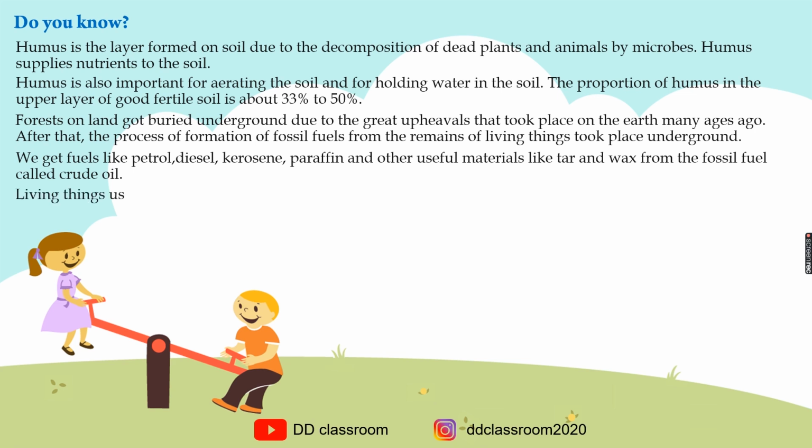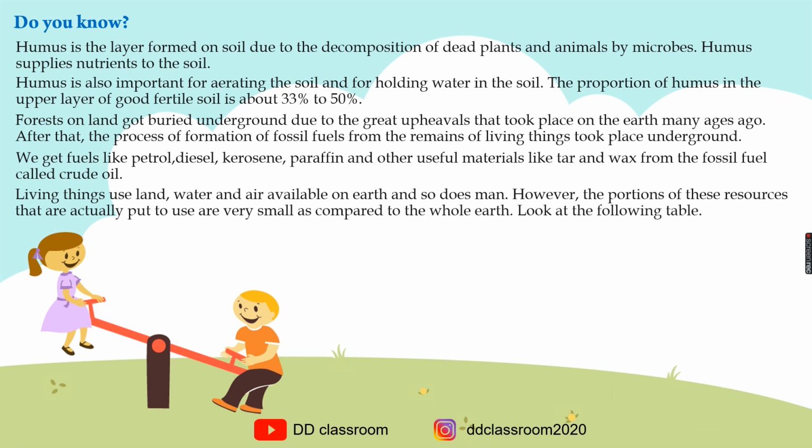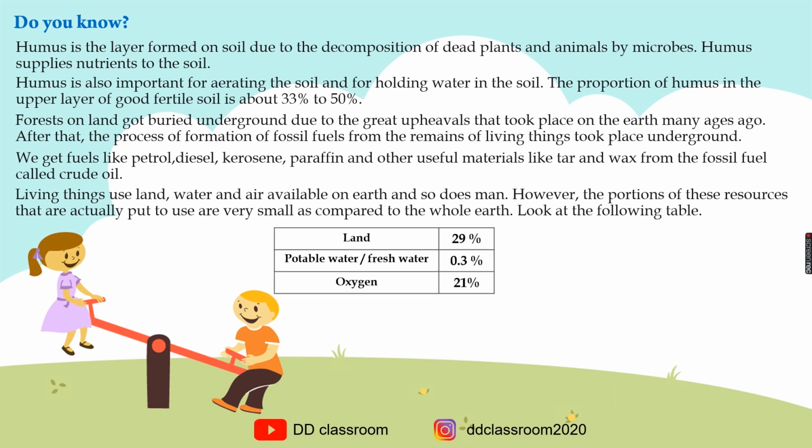Living things use land, water and air available on earth and so does man. However, the portions of these resources that are actually put to use are very small as compared to the whole earth. Look at the following table. Land is 29%, potable water or fresh water is 0.3%, oxygen is 21%.